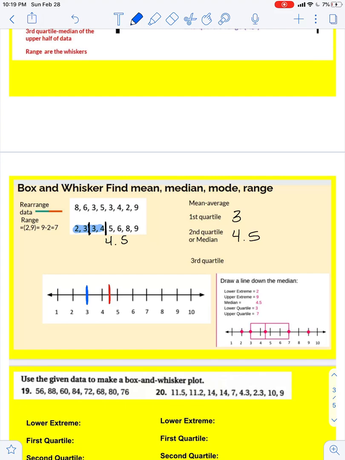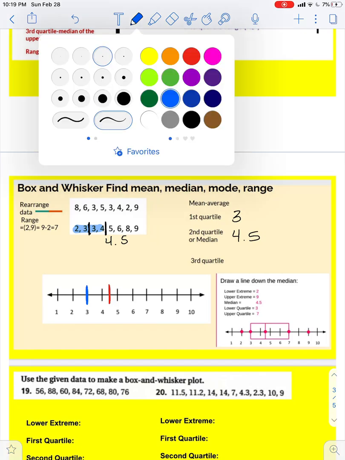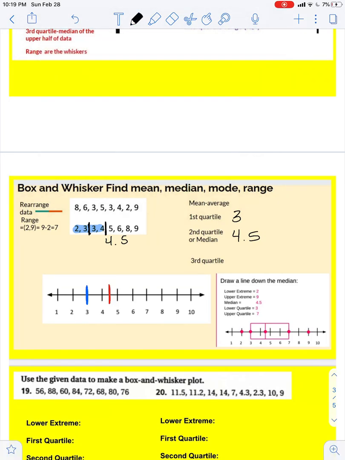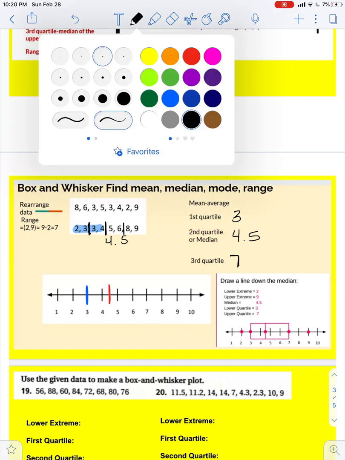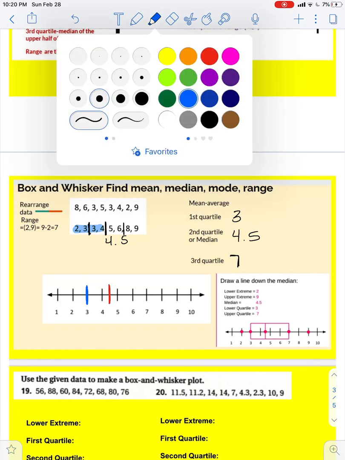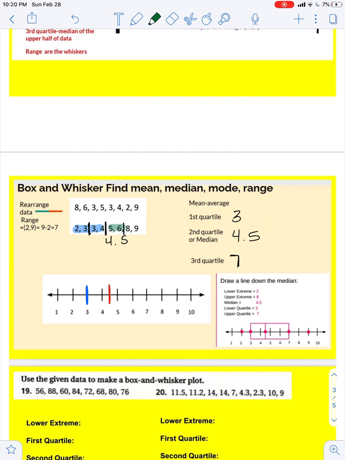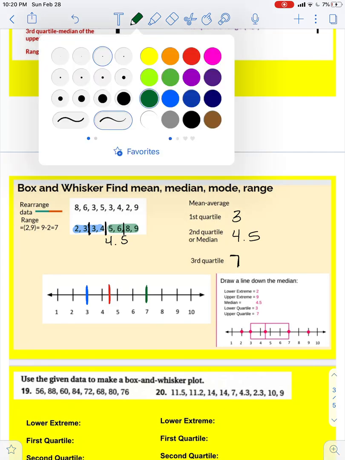Then I am going to find my upper quartile, which will be right here in between 6 and 8, which will be 7. And that is from my second half right here. Let me find a color to do that. Let's do not red, let's do green. So that comes from this half right here. And so that will be right here on 7.